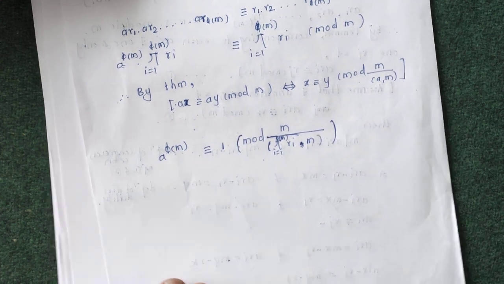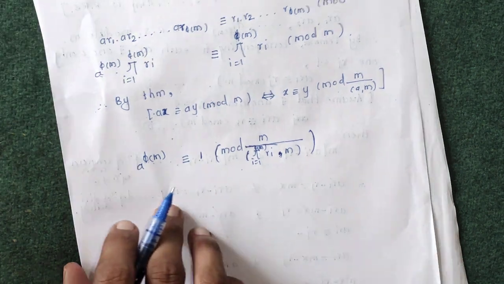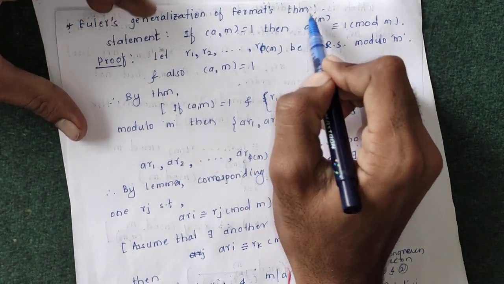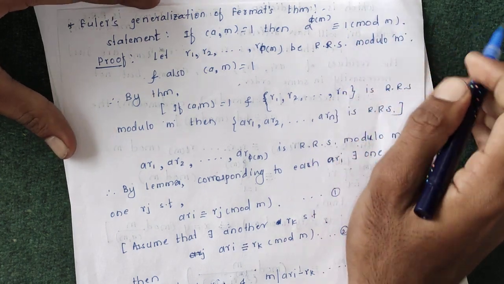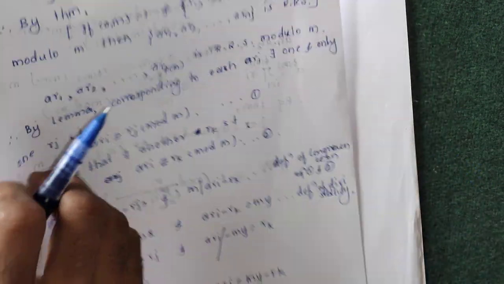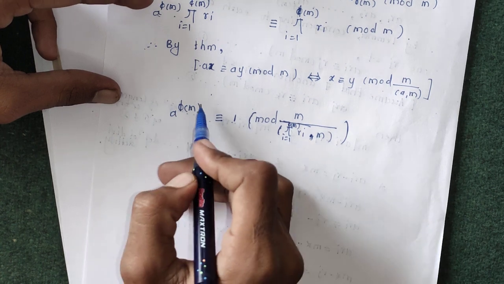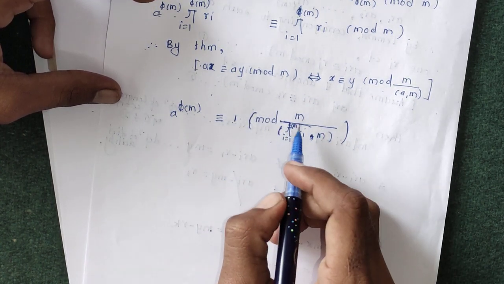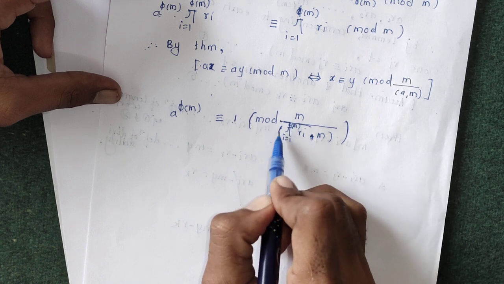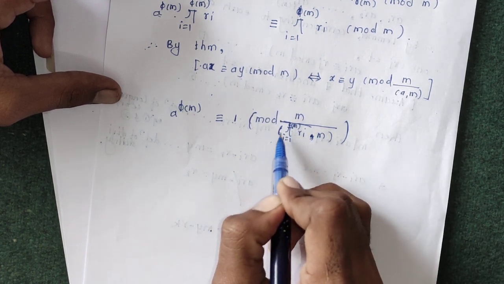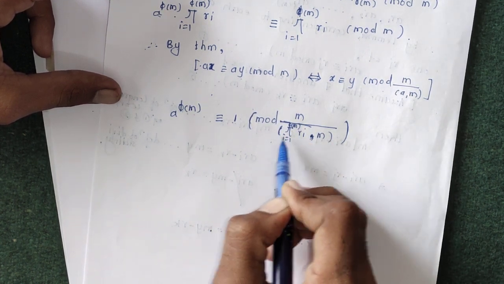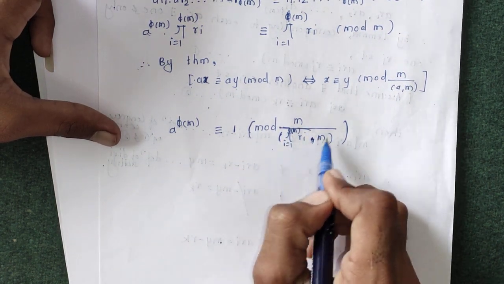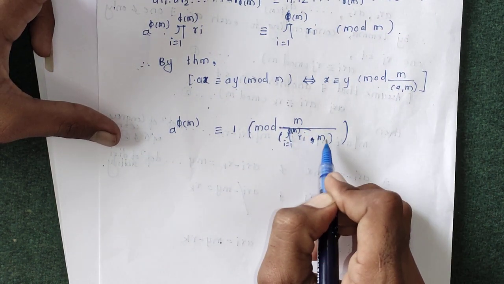So we are proving the result, a raised to phi of m is congruent to 1 mod m. Till this step we get a raised to phi of m is congruent to 1 mod m upon this GCD. If the GCD of these two numbers, that is the GCD of this product and m, is 1, then we get our result. But for that we must prove that the GCD of this product and m is 1.